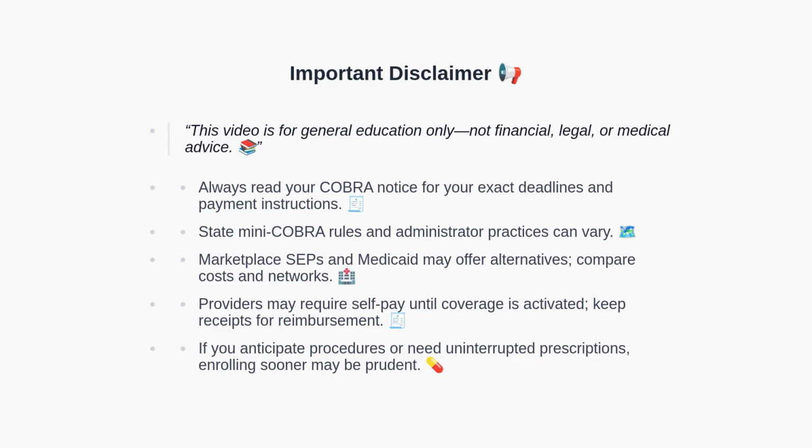Before we wrap up, please note that this content is educational and not financial, legal, or medical advice. You must read your own COBRA notice to confirm your exact deadlines, premium amounts, and payment instructions. State-level mini-COBRA rules and administrative practices can vary. You may also qualify for Marketplace special enrollment periods, or Medicaid, so compare costs and networks carefully. Additionally, some providers may require self-payment until your coverage is activated. Therefore, keep receipts for possible reimbursement. If you anticipate procedures or require uninterrupted access to medications, enrolling sooner may be the safer choice.